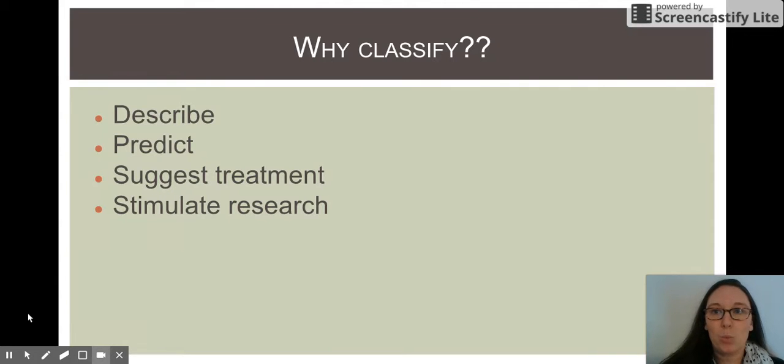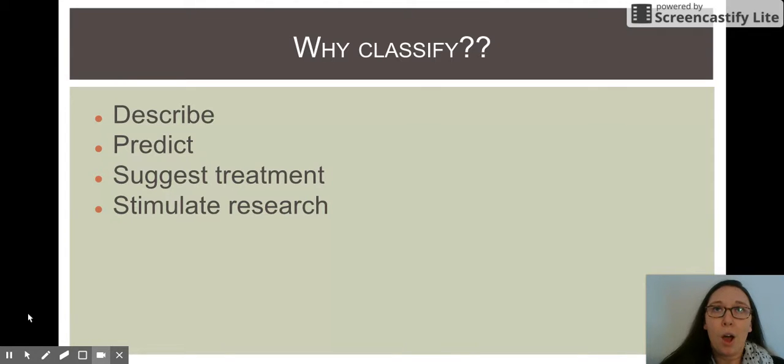But the first question is, why is classification important? And so this slide is both about why classification of psychological disorders is important, but it's also just about why, at least those first two bullet points, why classification of anything is important. Why is it important to categorize things and organize them? So, first reason is for description.